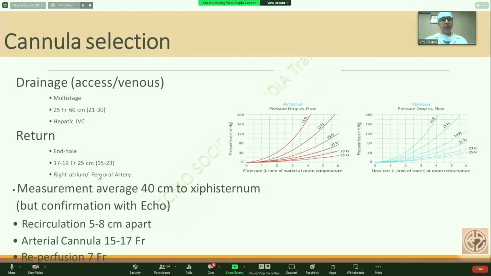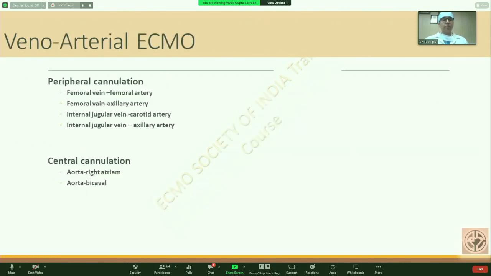And in cases of VA, usually we need a reperfusion cannula or distal perfusion cannula, which should be around 6 or 7 French. So now we are taking VA ECMO one by one. VA ECMO can be done by peripheral cannulation, or we can get it done by central cannulation. For peripheral cannulation, the most common configuration is the femoral vein and femoral artery. So usually we select the femoral vein and femoral artery, and we cannulate it, and we start the VA.